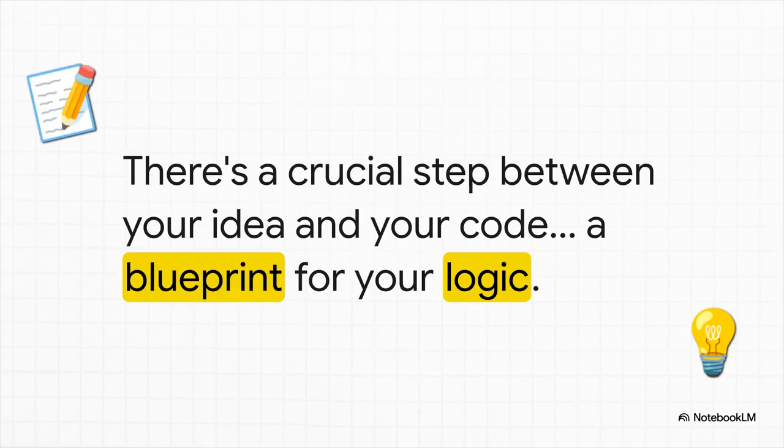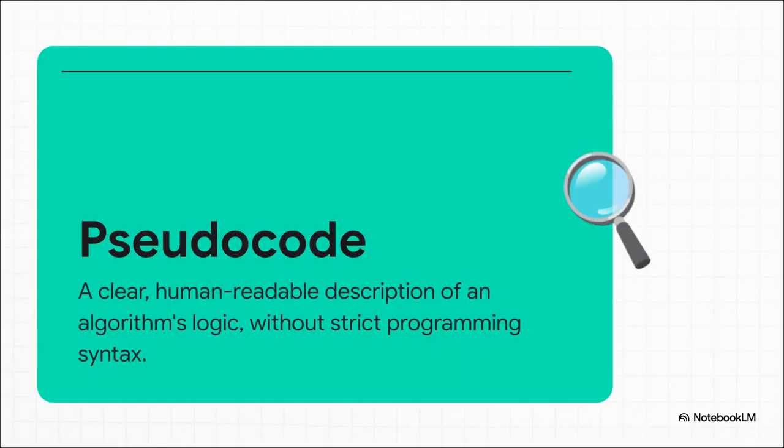Well, it turns out there's a missing step. There's something you need to do between having the idea and writing the code. You need to create a blueprint, a map, just for the logic itself. And that blueprint has a name: pseudocode. Its whole job is to let you write out the steps of your program using plain English without worrying about the strict rules of a programming language. No semicolons, no weird syntax, just pure, clear, human-readable logic.